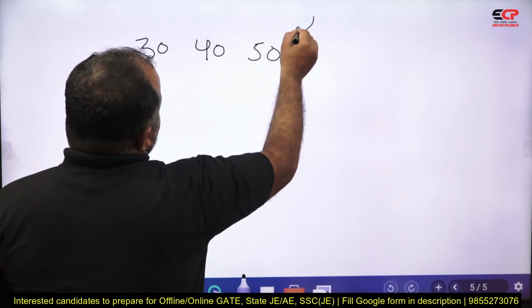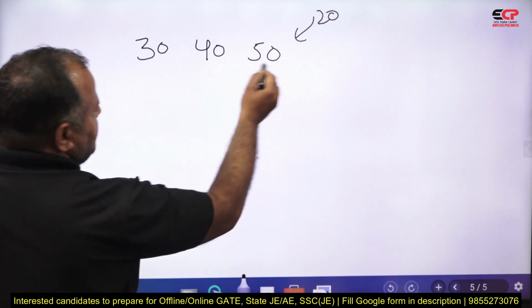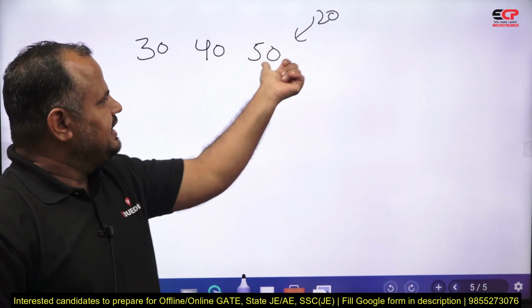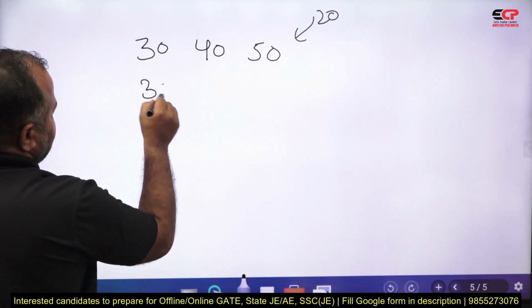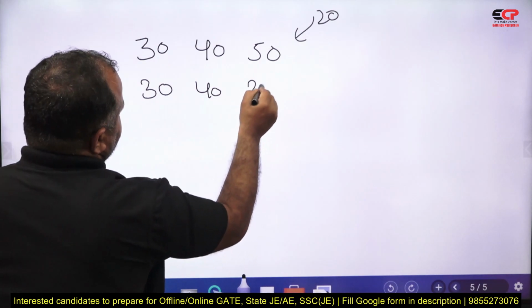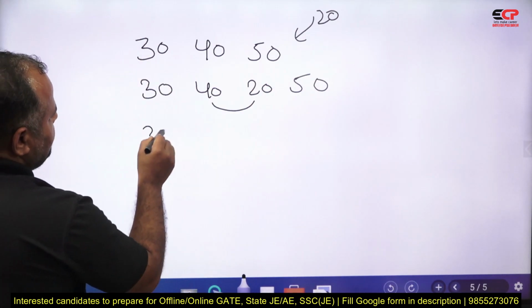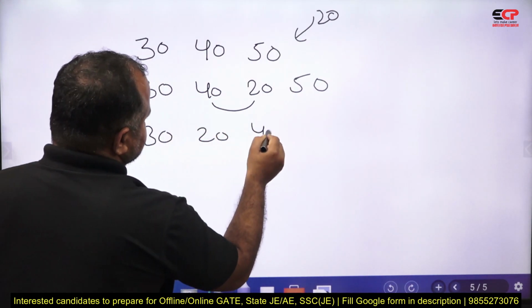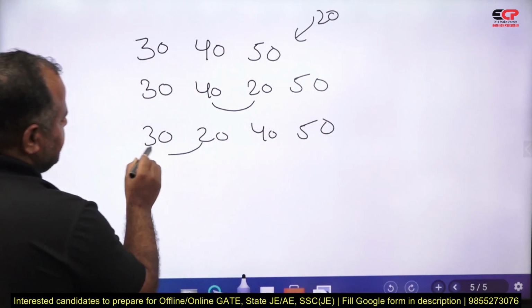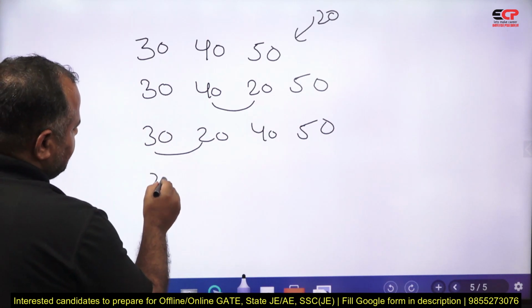Fine. In a similar way, if the next element is 20, we have to compare first 20 and 50. So my intermediate output is shown. Next we have to compare 20 and 40 and swap it, and next again we have to compare 30 and 20 and swap it.